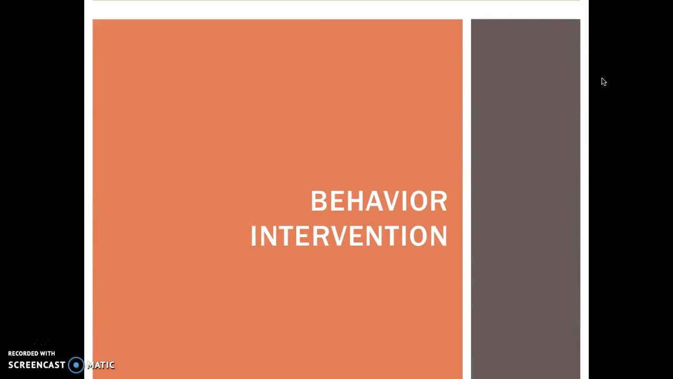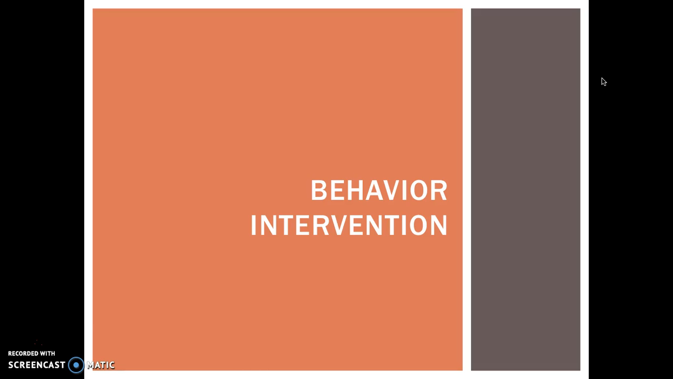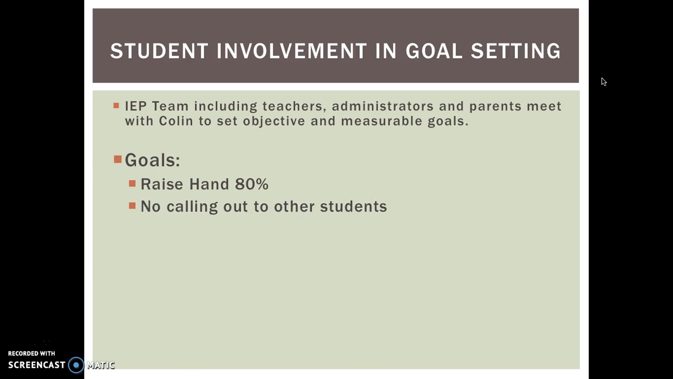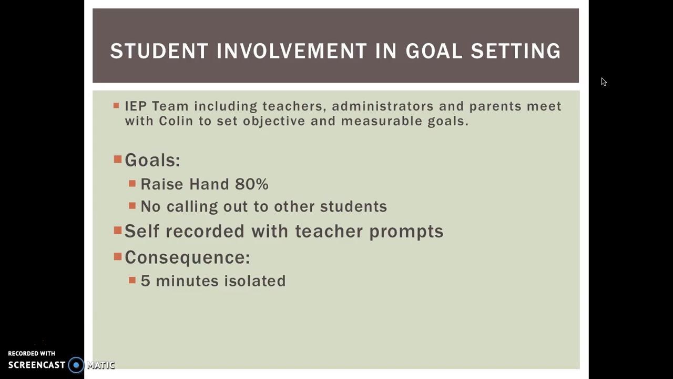There are several key elements to a successful behavior intervention plan. One of those is student involvement and goal setting. With Colin, the team sets observable and measurable goals for Colin's class behavior. They agree that Colin will record his own progress with prompts from the teacher. They also agree on consequences and incentives for Colin's choices. This process involves talking through the steps of implementing both consequences and rewards. All members of the team need to feel comfortable administering reinforcement.